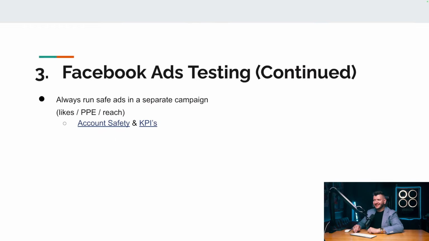Always make sure to run safe ads in a separate campaign, like PPE or reach. A few dollars a day, have a safe ad, something very vanilla, maybe an educational article or just an image with some positive wording, and then duplicate those ads on a day-to-day basis so that your account has a lot of positive engagement, reaching a lot of people, and Facebook thinks that your account is delivering a positive user experience, which is one of the most important things for Facebook.